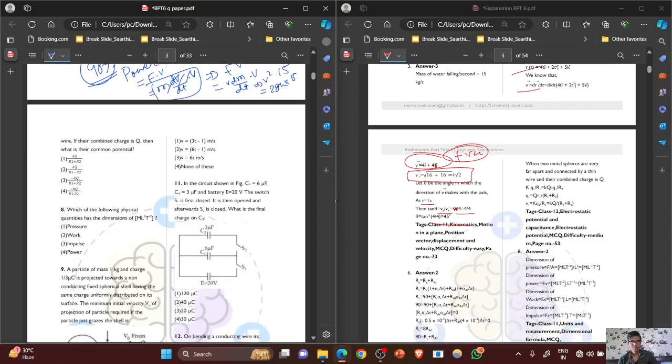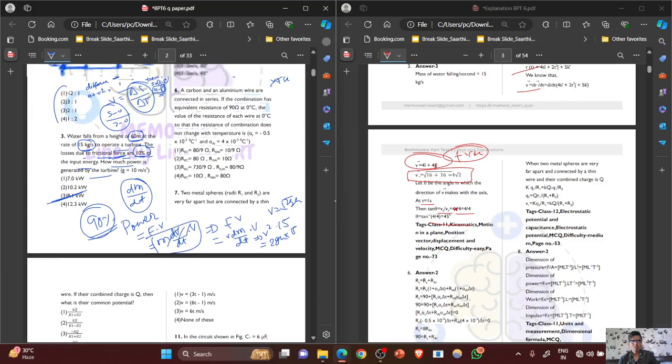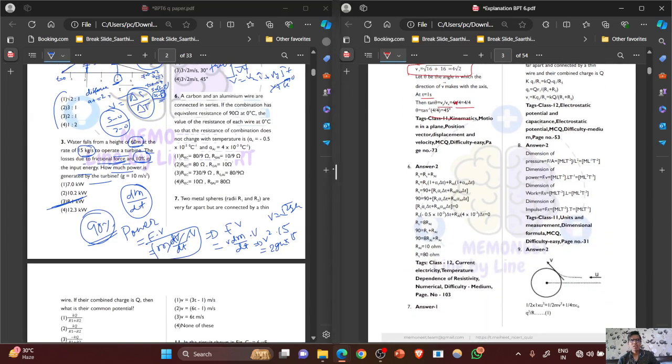Now moving ahead, the next question. Carbon and aluminum wire in series. The combination has an equivalent resistance at this value, at 0 degrees Celsius, so the resistance of the combination does not change with temperature. The temperature coefficient of resistivity of carbon is given, and that of aluminum is given. It is asking about the resistance value of each wire. The resistance of the combination is given.